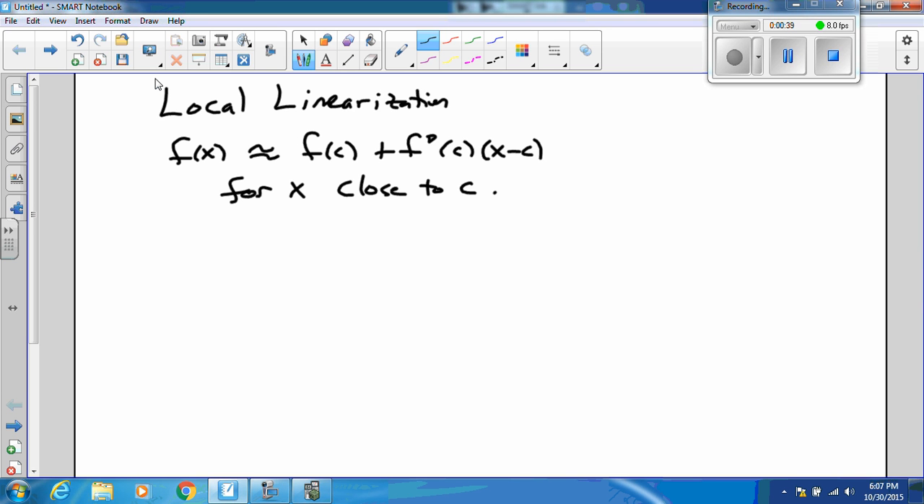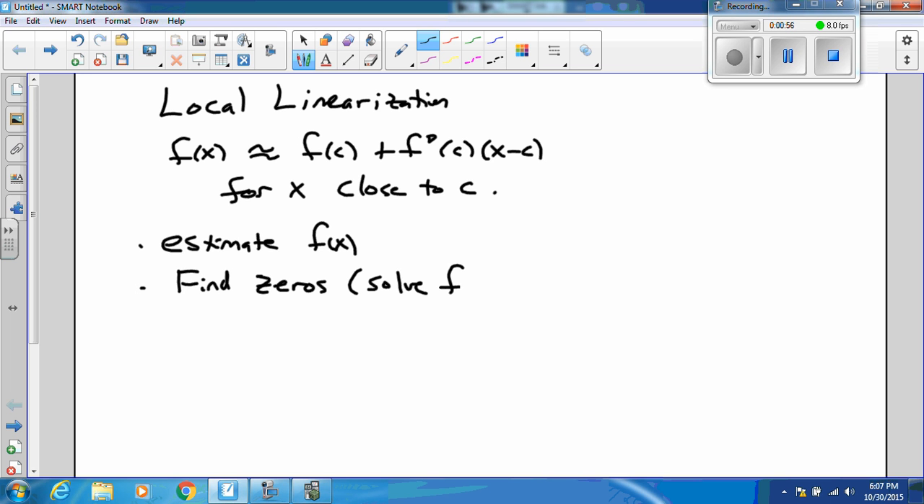And so our plan is to use this local linearization to estimate f of x, or to find zeros, that is to solve the equation f of x equals 0. Both of these right here are going to be estimated values, not exact values. That's okay.